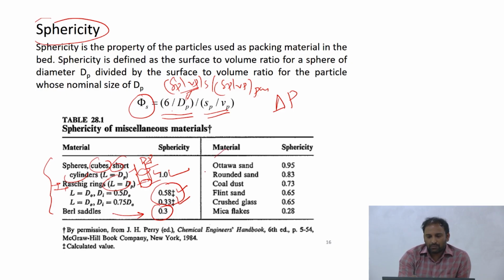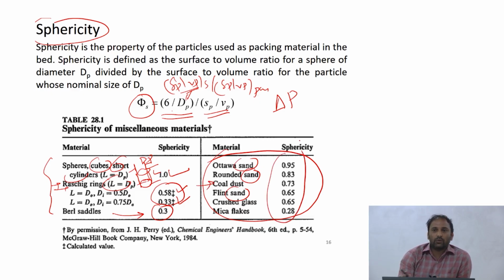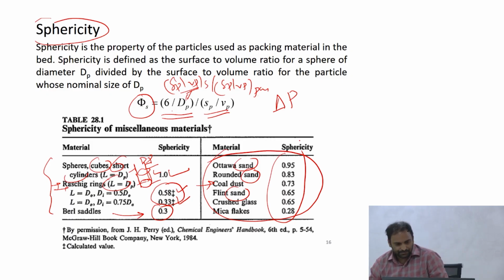People also work with, for example, a column in which you may be working with some kind of sand particles, or coal dust. In such cases again your sphericity would vary, and as we discussed in class, there are ways by which I can calculate sphericity.